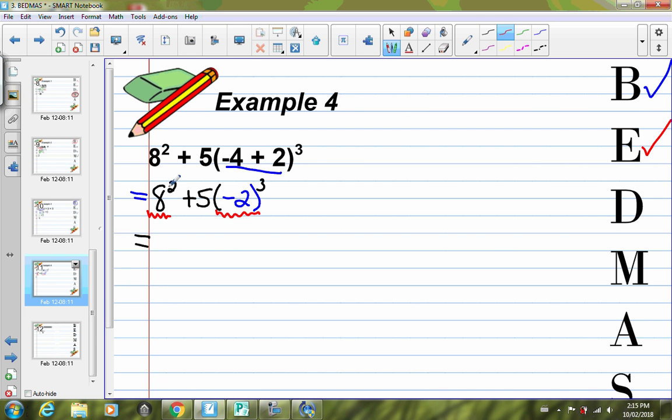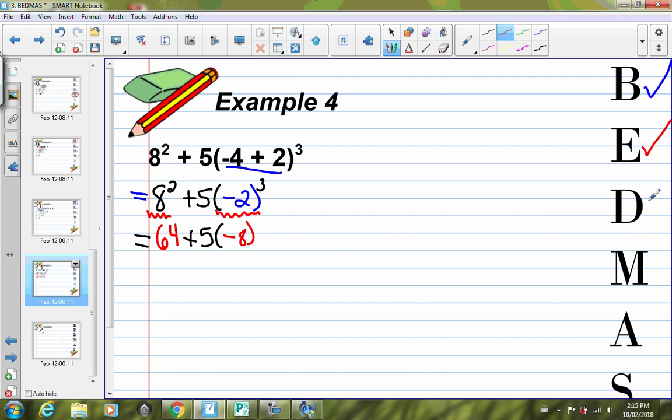So it's going to look something like this. 8 squared, when you put it in your calculator, 64. Continue to rewrite everything else the same. Plus 5, bracket. Careful when you put this in. -2 to the exponent 3 gives me -8. So again, I still have the brackets there that's saying 5 times -8.